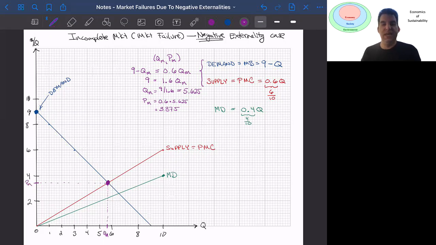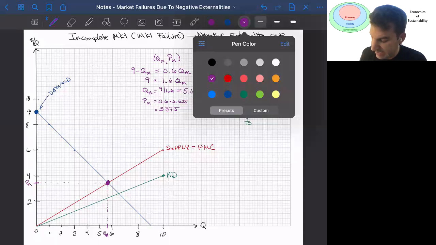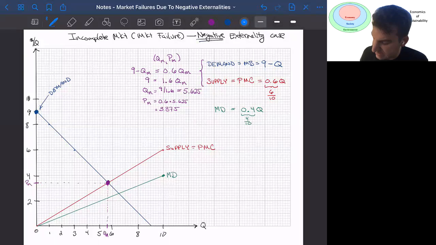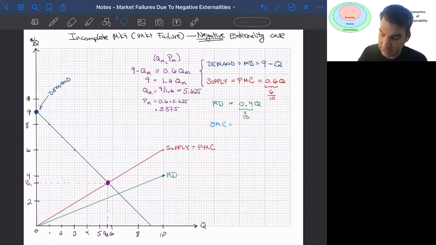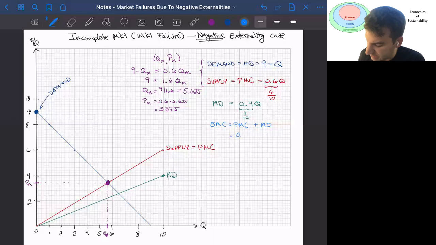minus our true cost? And so in order to figure that out, we need to solve for, and I'll use maybe a different color here, maybe this light blue color, our societal marginal cost is going to be equal to our, maybe I'll move this up a little bit to give me a little room. Okay, so our societal marginal cost is going to be equal to the private marginal cost from the producer plus the marginal damage. And if I just plug those things in, that's 0.6 Q plus 0.4 Q. And if I combine those things, I just get 1.0 Q, or just Q.